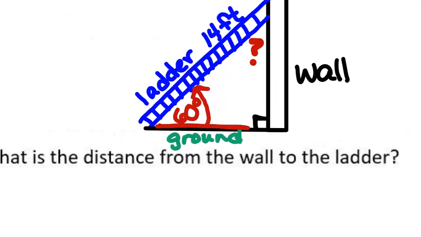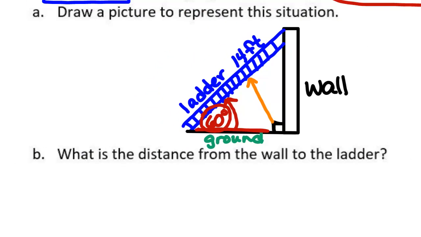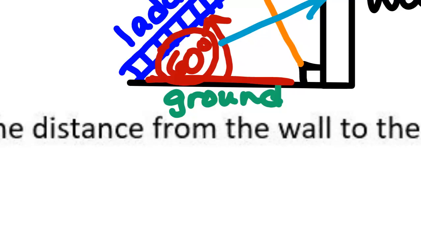And now we could go ahead and label our sides, since we drew a picture. So here's my 60-degree angle. Where's the hypotenuse of this triangle? 14 feet. That ladder is the piece that is forming our hypotenuse. What would the opposite side be then? The wall. And so the ground would be which side? This is my adjacent side.